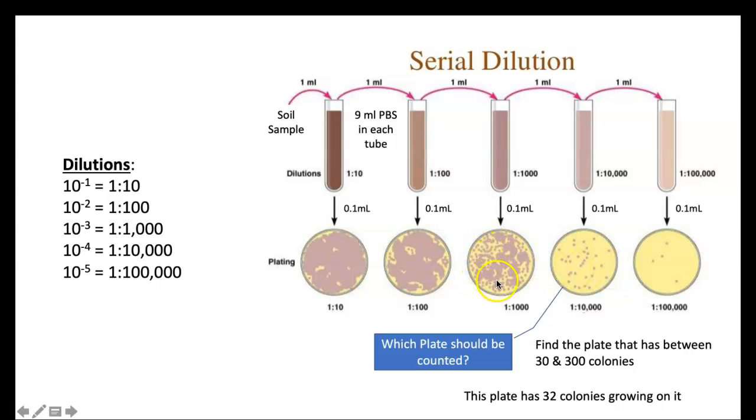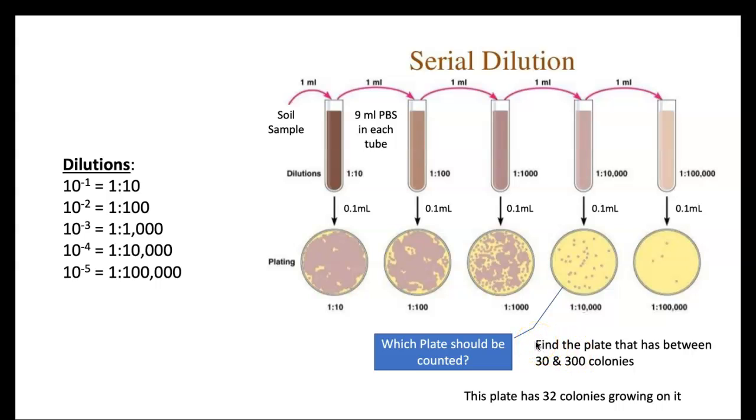This one looks like it has a lot on it. It has colonies, but there's so many. This one is within that countable range. And so if you wanted to, you could actually look and count those. In our example here, it has 32 colonies growing on it, which is indeed between 30 and 300. So that's what you want to do first, is count the appropriate plate.